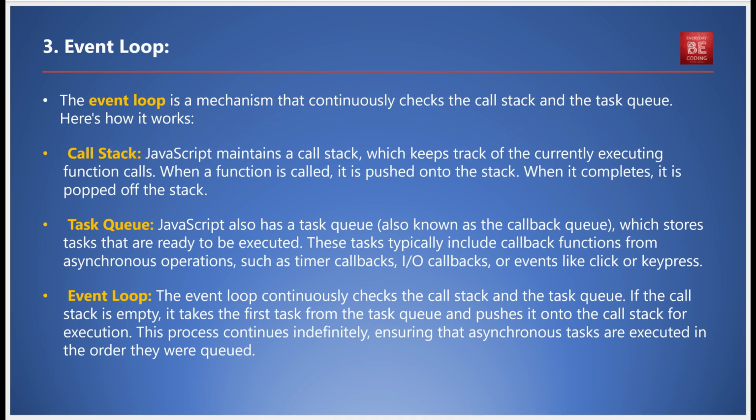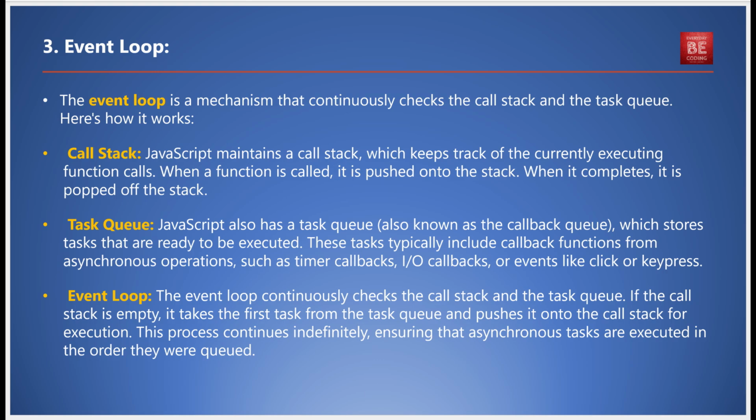Now, how does JavaScript manage all these tasks? Enter the event loop. This is a mechanism that constantly checks the call stack and the task queue. Let's break it down. The call stack is a tracking system maintained by JavaScript. It keeps tabs on the currently executing function calls. When a function is called, it's as if it's pushed onto a stack. When it completes, it's popped off the stack.